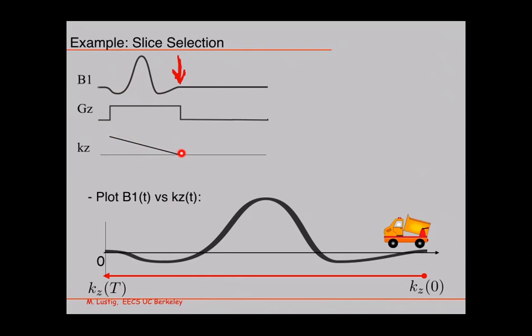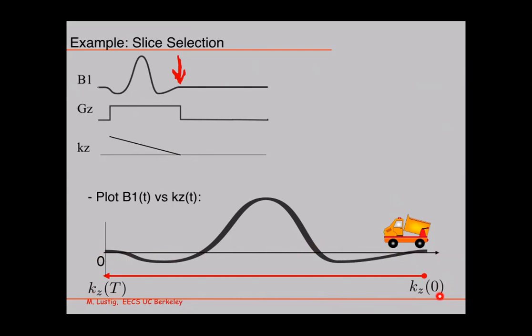Okay, so the way to think about it is actually the following. This is an axis, right? This is kz equals zero. This is also kz at time T. At time t, kz equals zero, right? At this point, kz equals zero. Here, kz at time zero is positive.